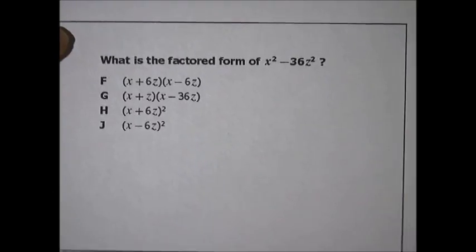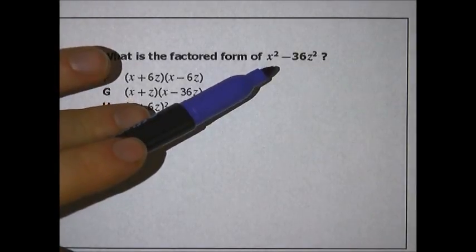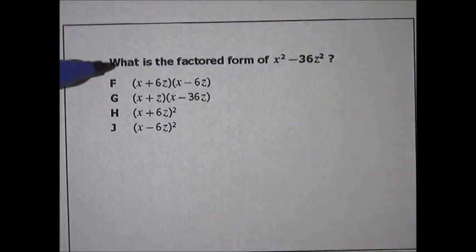What is the factored form of the following? You see x squared, that's a square. I see 36z squared, that's a square. They're being subtracted, so you have the difference of squares. So a plus b, a minus b, choice F.